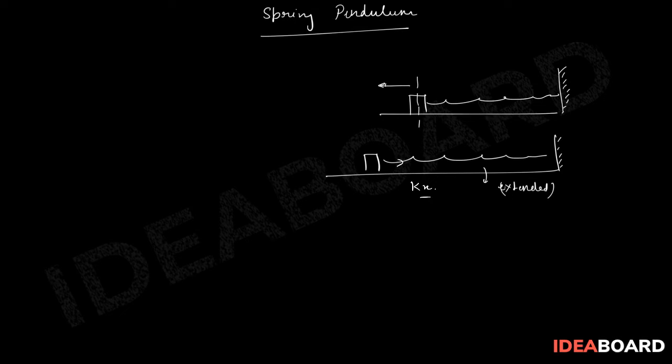It will put kx force, obviously where x is the extension, and initially it was in natural length, which was L. Okay, so if that happens, it may try to execute the SHM. So we need to find out the time period of this SHM. So this combination is said to be spring pendulum. This was case 1, and of course another case is also possible, case 2.